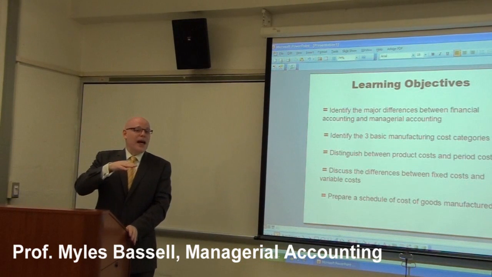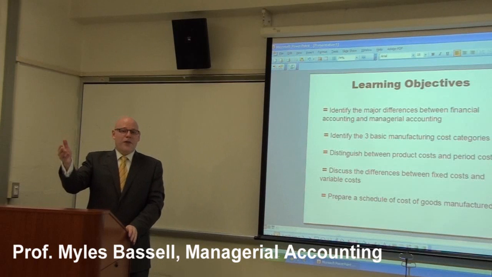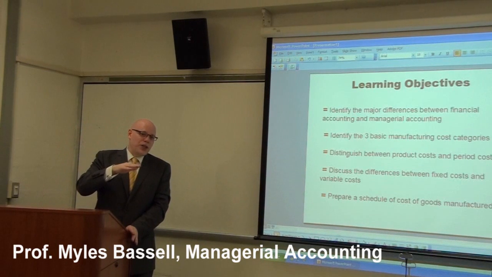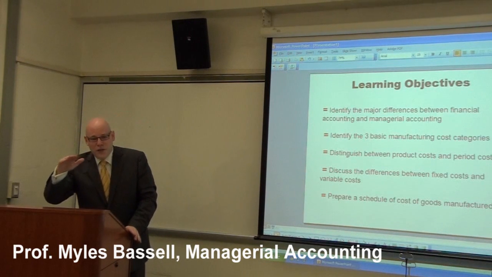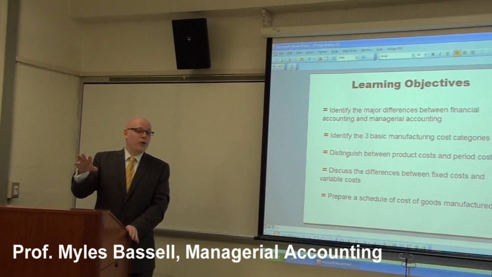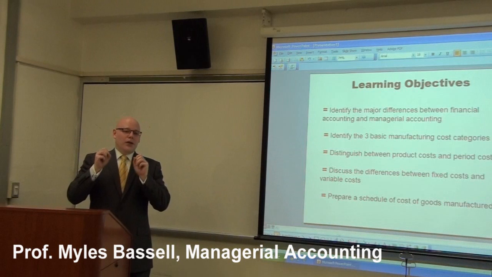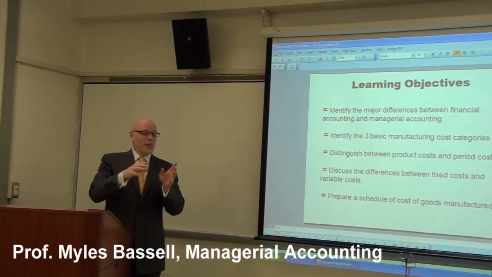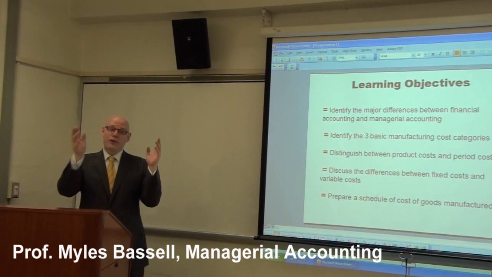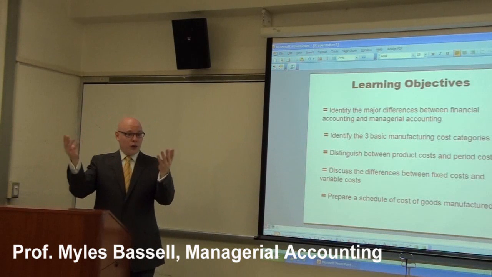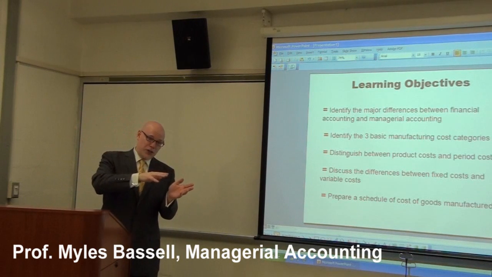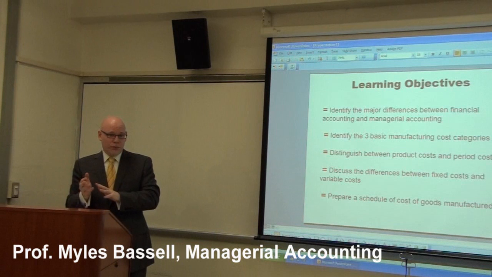Now with variable costs, the opposite is true. So if there's variable costs associated with a particular product, then if we stop making that product, those variable costs will go away. Now, product cost can be fixed or variable. Period cost could also be fixed or variable.